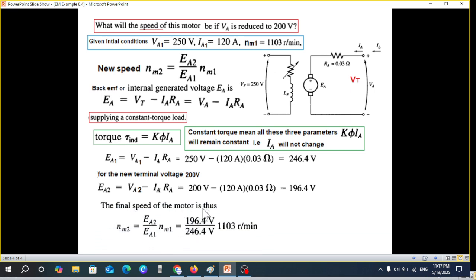And now we come onto the formula for the speed. This was the formula. EA2 is 196.4 and EA1 is 246.4 and NM1 is 1103 revolutions per minute. So the new speed will be 879 revolutions per minute. So remember, the old man, with 200 volt, the speed will be reduced.